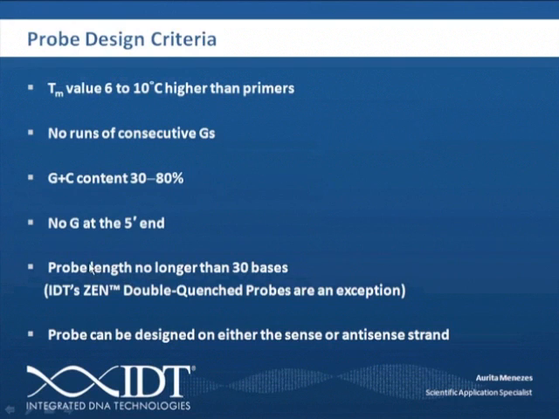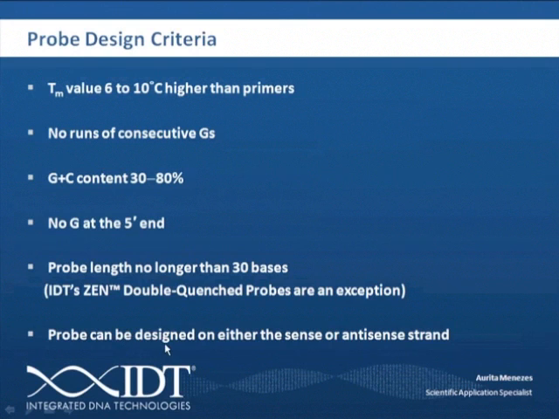Probe length, for most probes, the traditional probes, you do not want the probe to be longer than 30 bases, because by having it longer than 30 bases, you're separating the dye from the quencher, and the quencher is not able to be as effective. However, this is an exception for IDT's Zen double quench probes. Because of the presence of the internal Zen quencher, we can make longer probes. These Zen double quench probes are also very effective because they have very low background.